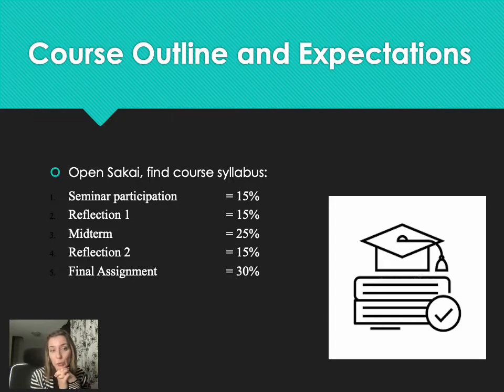Reflection 1 and 2 will be worth 15% each. Reflections are based on the readings. I've planned this course from the beginning. I've talked to professors who've led this course before, and I am very much attached to the articles that I've chosen as part of the readings. I hope that they will resonate with some of you as you are moving into roles with, not only doing research with children and youth, but also working with children and youth.